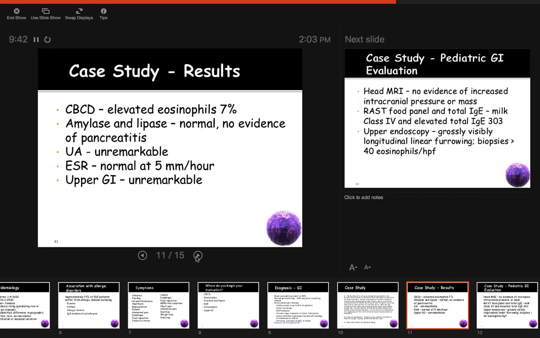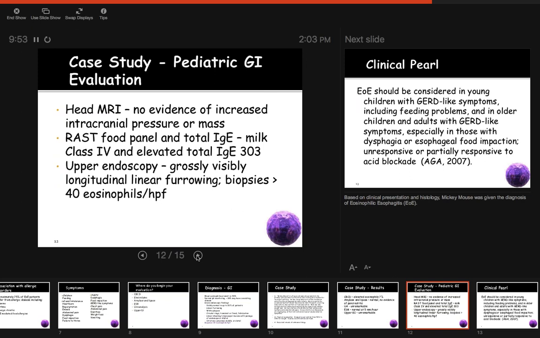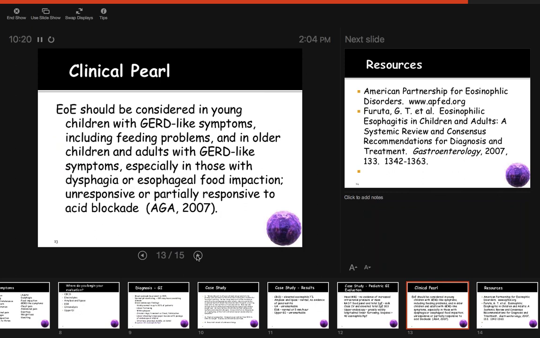On the initial workup, we find elevated eosinophils. The amylase and lipase are normal, UA normal, SED rate is normal, upper GI is unremarkable. Head MRI to look for increased intracranial pressure or mass is normal. On specific IgE testing in the blood, we find a milk class 4 and an elevated total IgE. And then on upper endoscopy, we see some linear furrowing that we talked about, and the biopsies revealed greater than 40 eosinophils per high power field. So this patient has EoE.